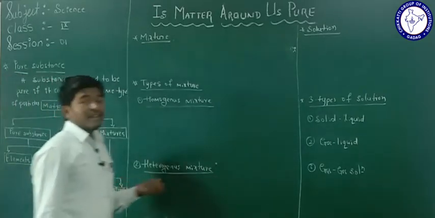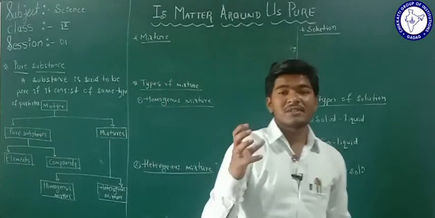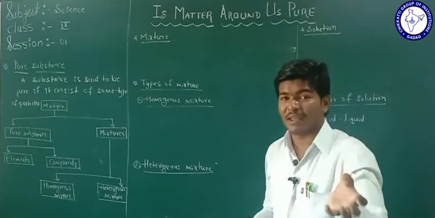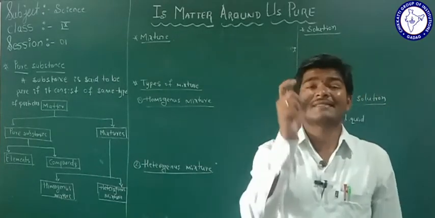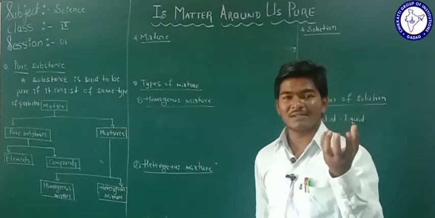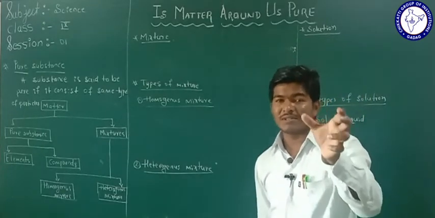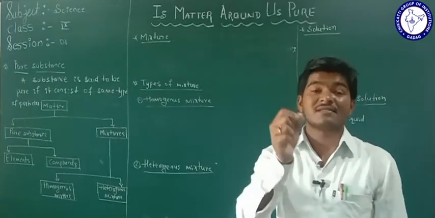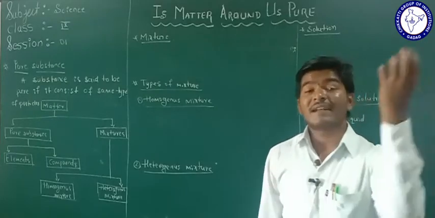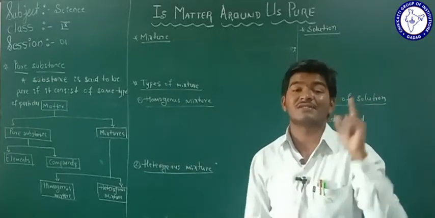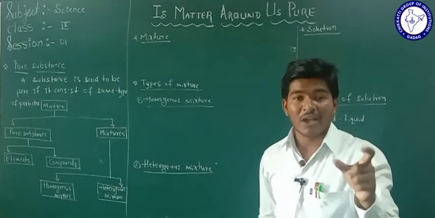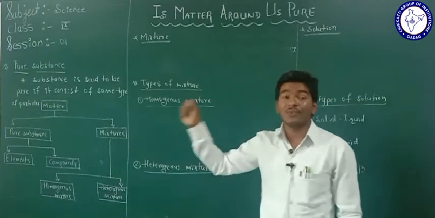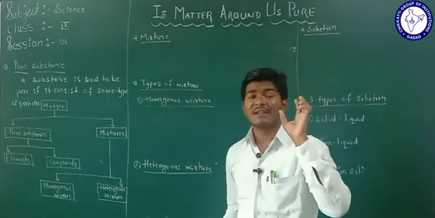So what is a pure substance here? If we say some packet is a pure substance packet, then it consists of only the same type of particles. If you consider a tea powder packet, you can say it is 100% pure if and only if it consists of only tea powder. If it consists of any other dust materials, then it is not a pure substance, it is a mixture. Have you understood? A substance is said to be pure if and only if it consists of only the same type of particles.